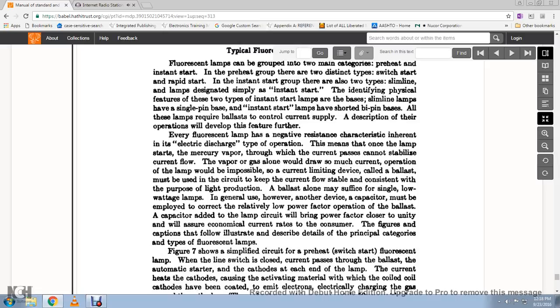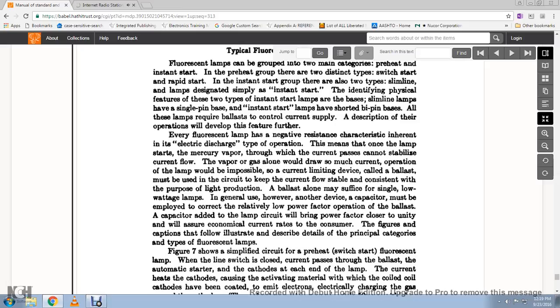Every fluorescent lamp has negative resistive characteristics inherent to electrical discharge operation. This means that once the lamp starts, the mercury vapor through which the current passes cannot stabilize the current flow. The vapor and gas alone will draw so much current that operation of the lamp would be impossible. So a current limiting device called a ballast must be used in the circuit to keep the current flow stable and consistent.